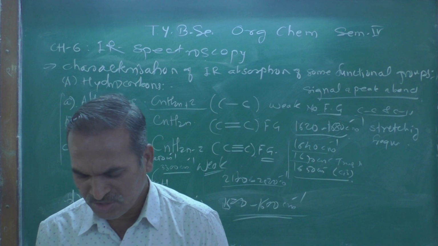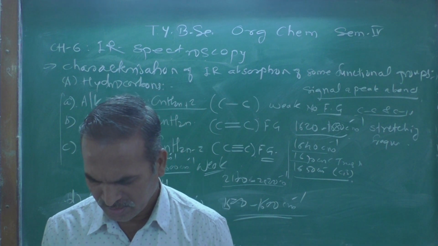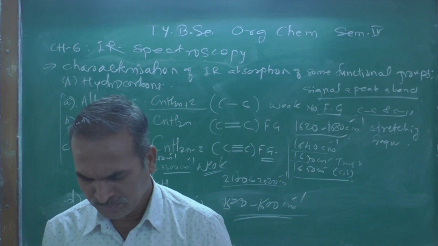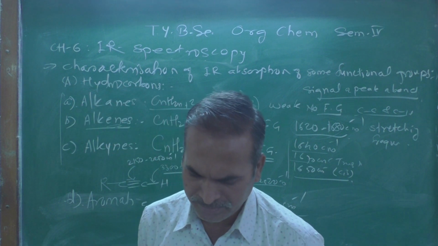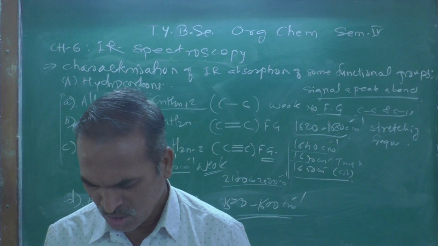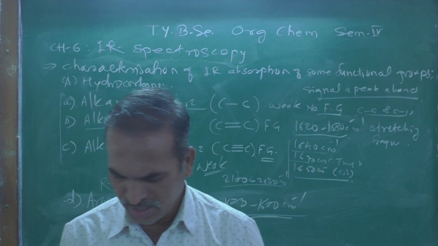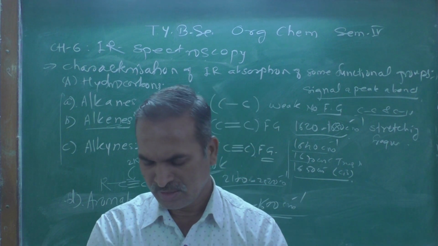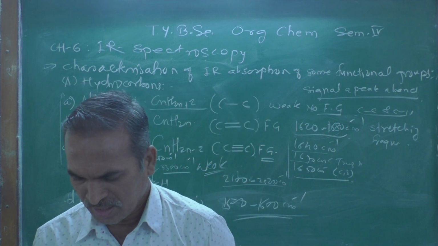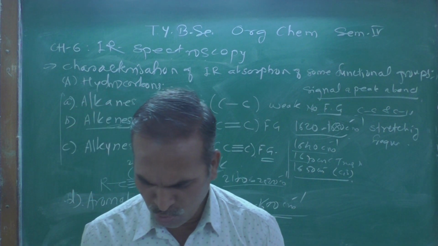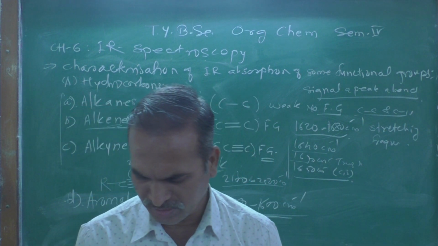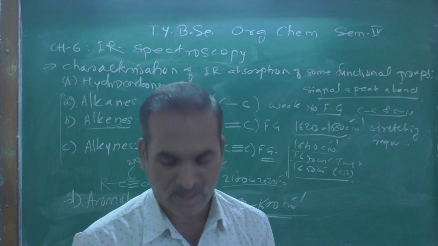The double bond CH stretching band occurs in the range 3000 to 3100 per centimeter, while the double bond CH bending band occurs in the range 675 to 710 per centimeter, and 3 to 4 bands in the region 1500 to 1600 per centimeter is characteristic of aromatic compounds.